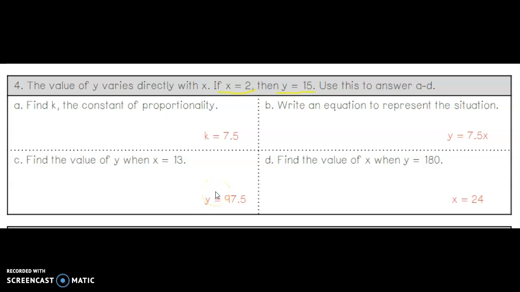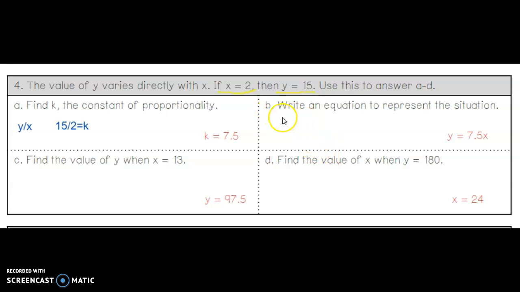Use this to answer A through D. So to find k, remember, we're going to take our y value and divide it by our x value. With our numbers, our y value is 15, and we're going to divide that by our x value of 2. When you key that into your calculator, it is going to equal 7 1/2. So our k is 7.5.